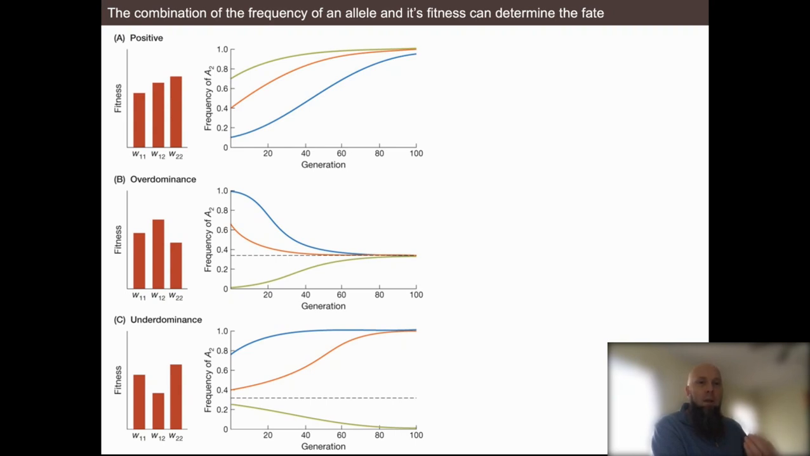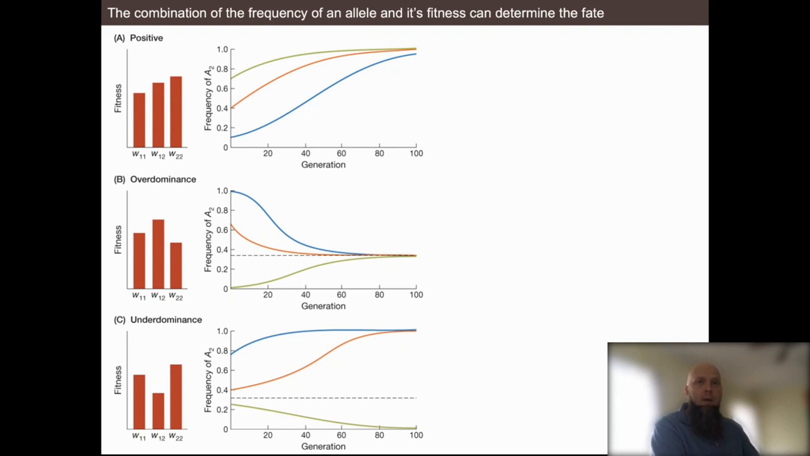This is because the A2 allele can't reach a frequency of 1. If it did, then all the individuals would be homozygous for the A2 allele and they would have lower fitness than the heterozygote.